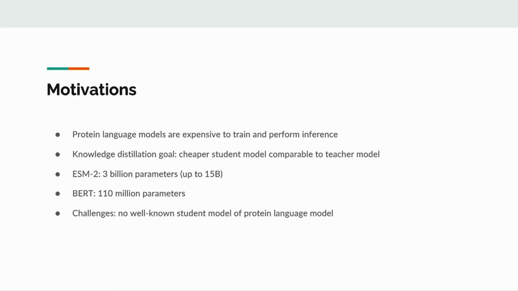One challenge is that, at least for the time limit, models like AlphaFold 2 are pretty complicated, so we landed on distilling ESM2 to BERT, as ESM2 is a pretty similar model to BERT. The model we used had 3 billion parameters, but it can go up to 15 billion, while our BERT model is only 110 million parameters. There are really no well-known student models of protein language models. There are models for large language models that have done knowledge distillation, but it's pretty novel for protein language models.